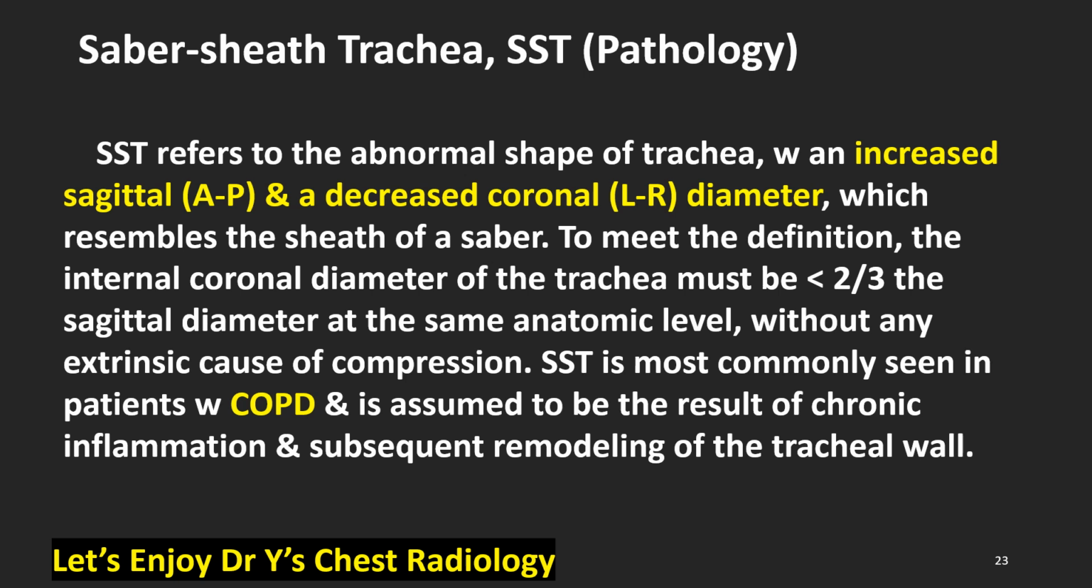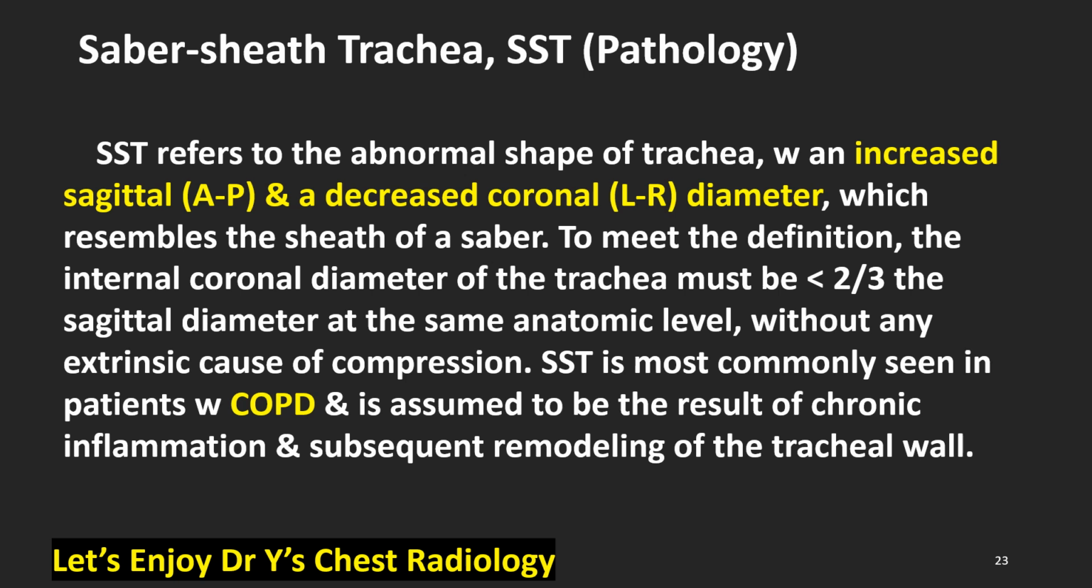Saber-sheath trachea pathology. Saber-sheath trachea refers to the abnormal shape of trachea with an increased sagittal AP and a decreased coronal left and right diameter, which resembles the sheaths of a saber. To meet the definition, the internal coronal diameter of the trachea must be less than 2/3 the sagittal diameter at the same anatomical level without any extrinsic cause of compression.